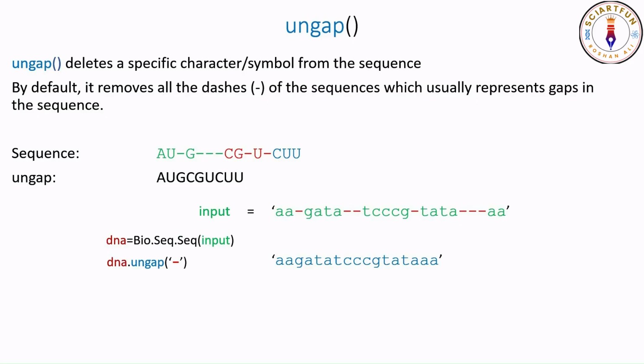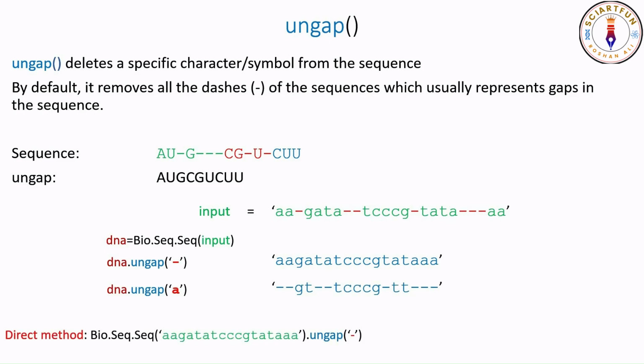However, if you want to remove other letters from the sequence, then you will have to specify that character in the ungap method. For example, you want to remove all the A's from the input sequence. Then type this. Remember, it will remove only A's, not the dashes, so this will be the resultant output. Here is the single line command.